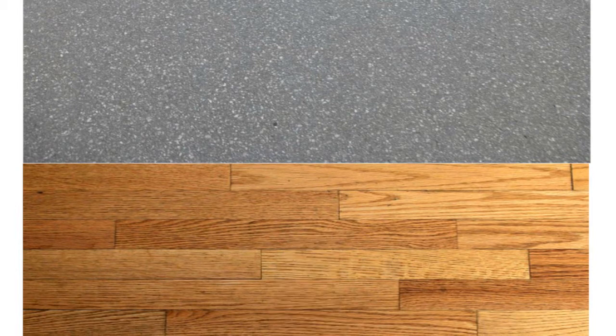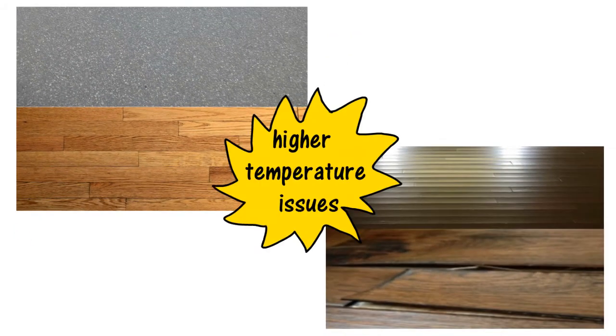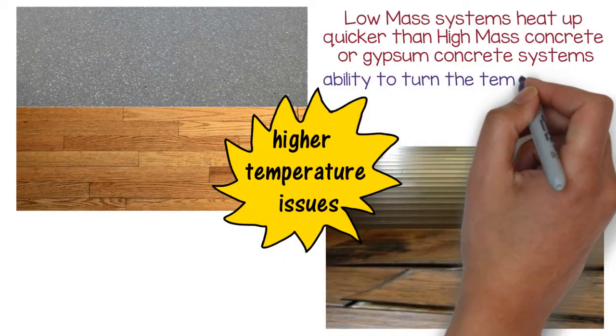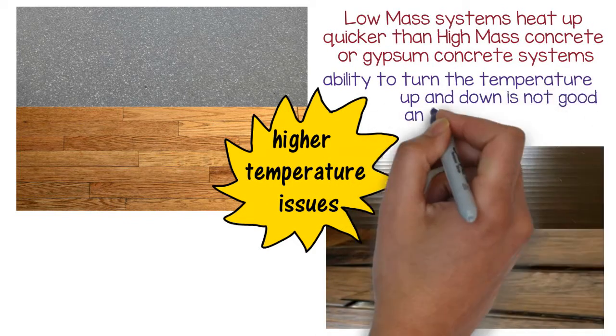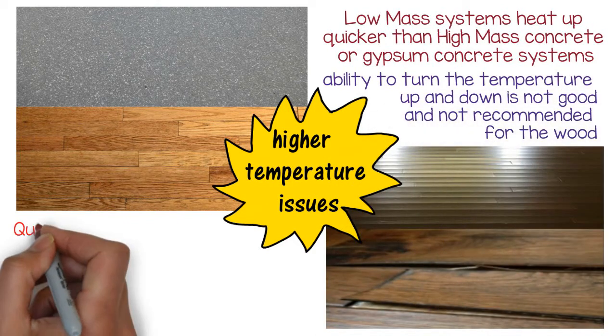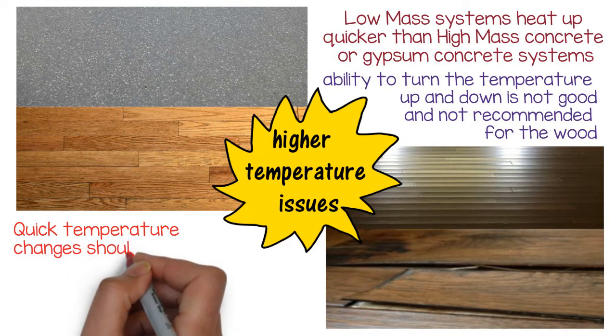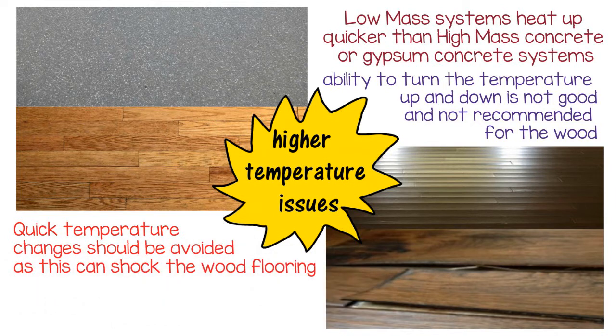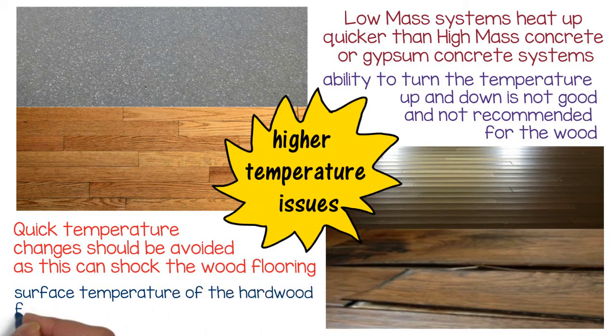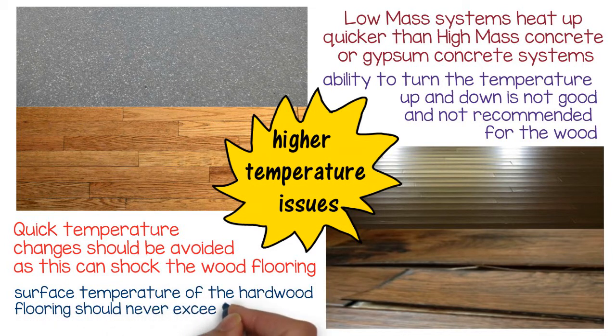Low-mass systems heat up quicker than high-mass concrete or gypsum concrete systems. Having the ability to turn the temperature up and down is not good for the wood and is not recommended. Quick temperature changes should be avoided, as this can shock the wood flooring. The surface temperature of the hardwood flooring should never exceed 77 degrees Fahrenheit or 25 degrees Celsius.